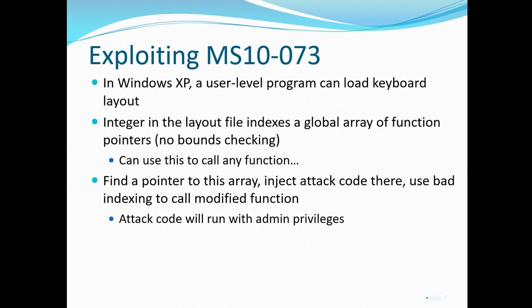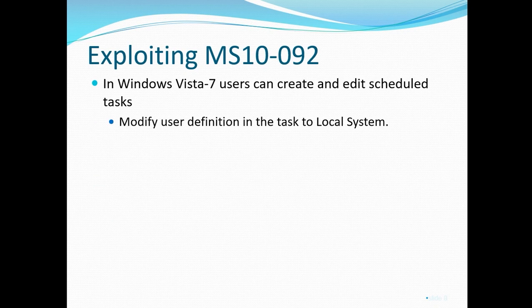Exploiting MS10-073: in Windows XP, a user-level program can load a keyboard layout. An integer in a layout file indexes a global array of function pointers which has no bounds checking. It can use this to call any function. So it finds a pointer to this array to user modifiable memory, injects attack code there, and uses bad indexing to call the modified function, which will run with admin privileges. Exploiting MS10-092: in Windows Vista and 7, users can create and edit scheduled tasks. The malware modifies the user definition in the task to local system.